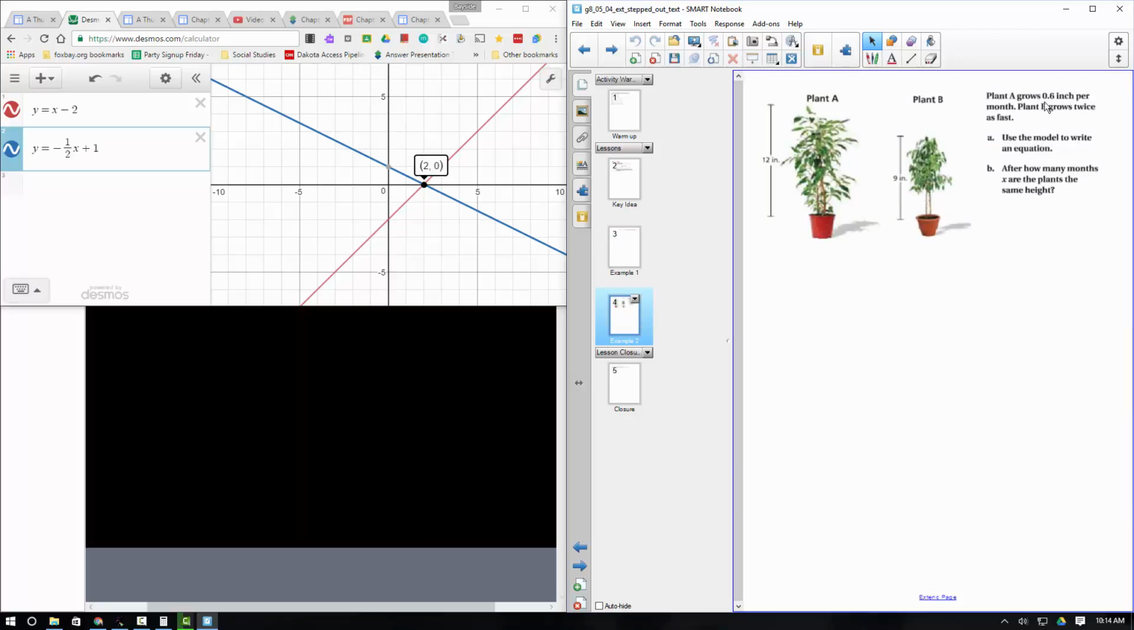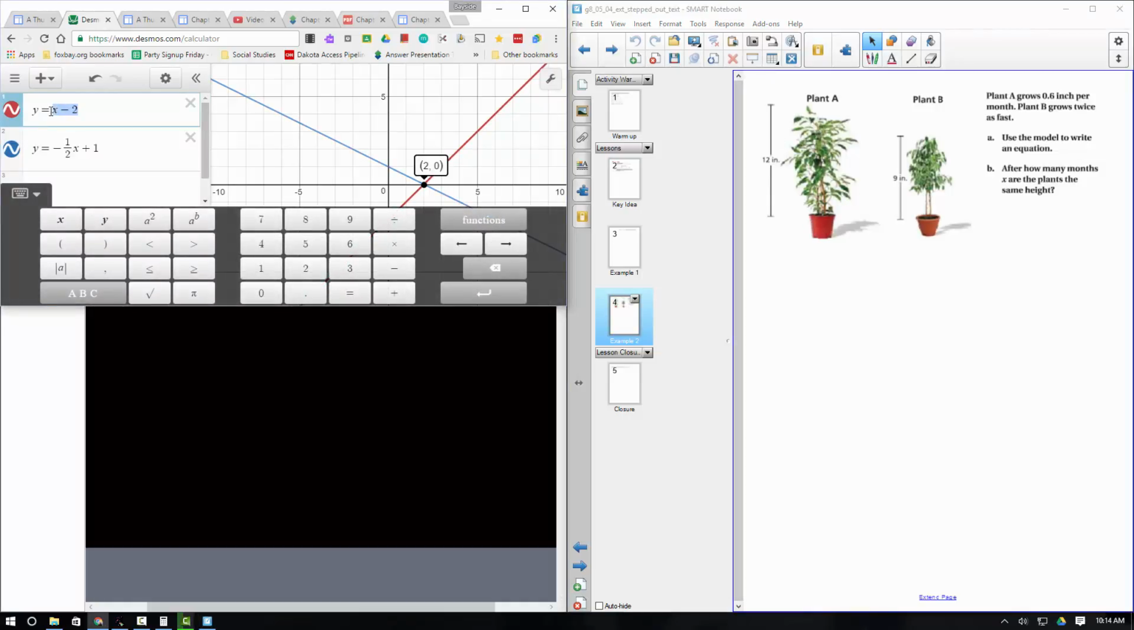So now it says plant A grows at 6 inches per month. Plant B grows at twice as fast. Well, my starting point here is 12. So let's just graph these out. So I'll have y equals 0.6x plus 12. And then my second one, and I'll just put down 0.6. And the second one grows twice as fast. So what is twice as fast here? So if I take 0.6 times 2, I'll have 1.2, right? So I'll have y equals 1.2x plus 9.